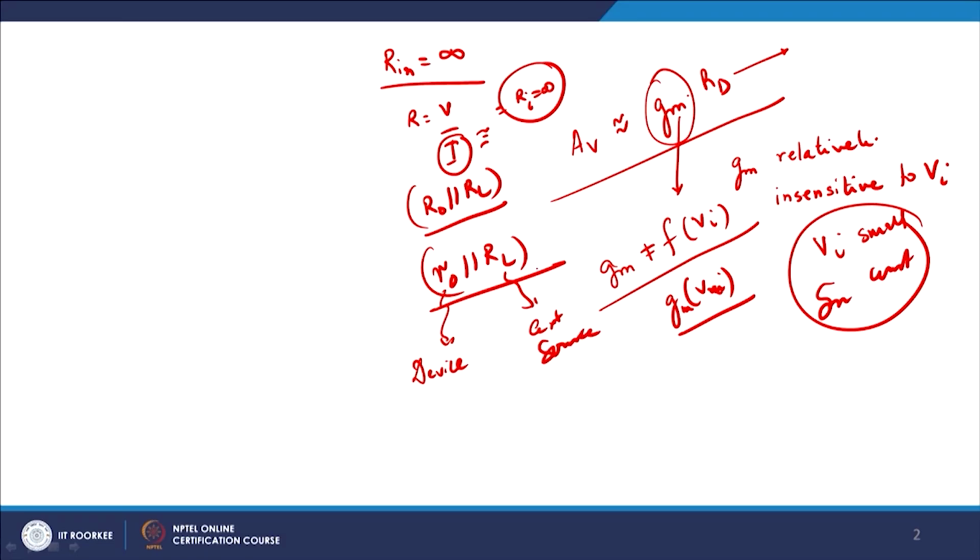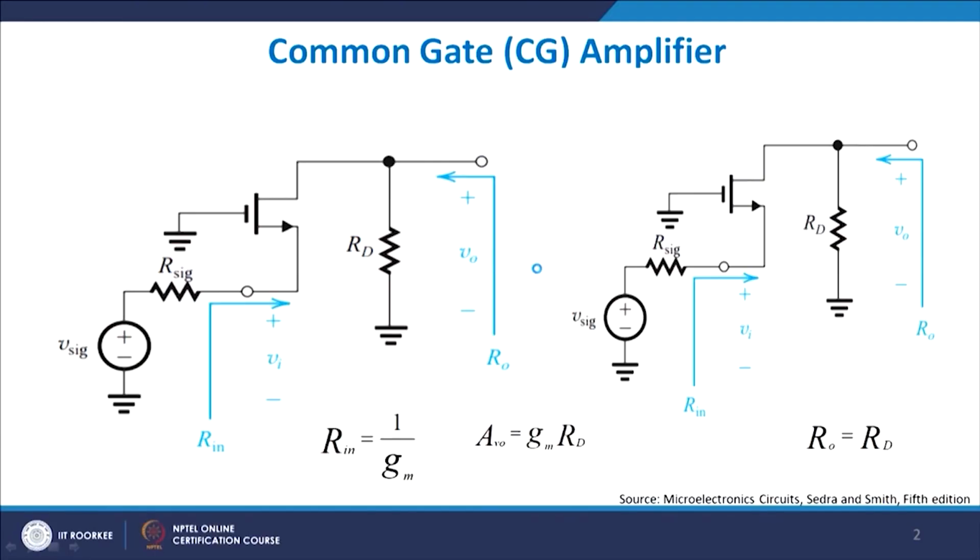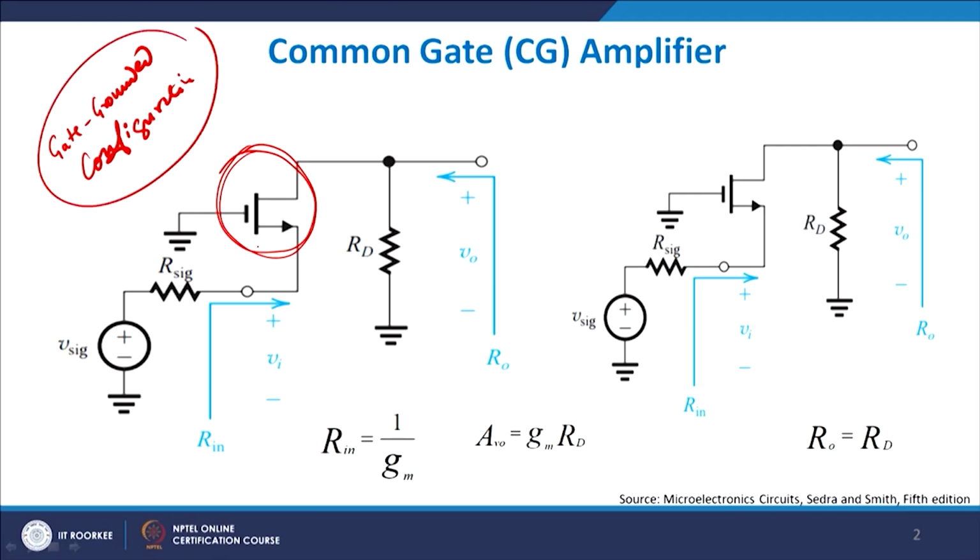So, with this basic understanding, let us now look at what is known as a common gate amplifier. In the common gate amplifier, you need to ground your gate. If you look at this diagram here, this is an N channel MOSFET, and its gate is grounded, which means that this is also referred to as the gate grounded configuration. Please understand, therefore, you are inserting the signal at the source end, and you are extracting the signal from the drain side.